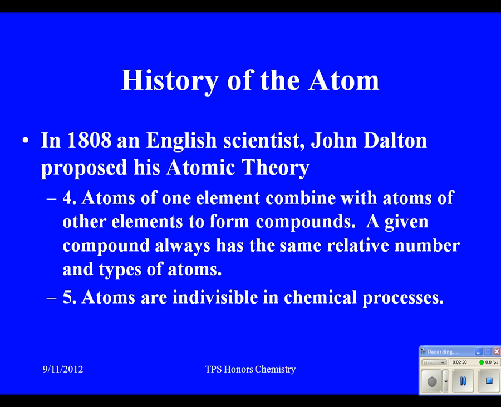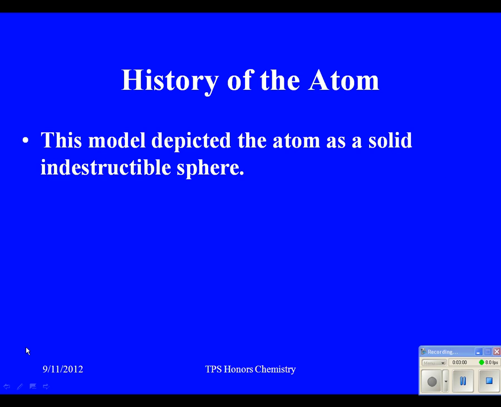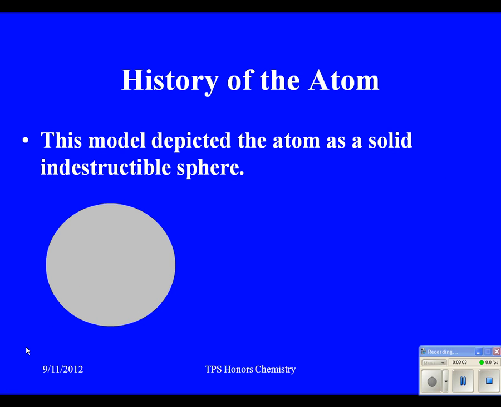Atoms of one element combine with atoms of another element to form compounds. A given compound always has the same relative number and types of atoms. And finally, atoms are indivisible in chemical processes. So again, his atomic theory explained the laws that had been developed as a result of numerous experiments. His model depicted the atom as a solid, indestructible sphere. So pretty easy to visualize.